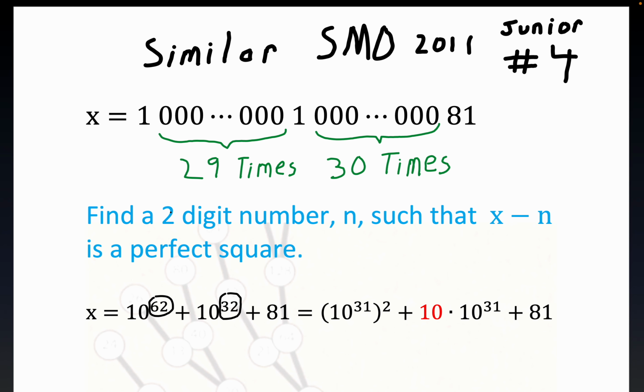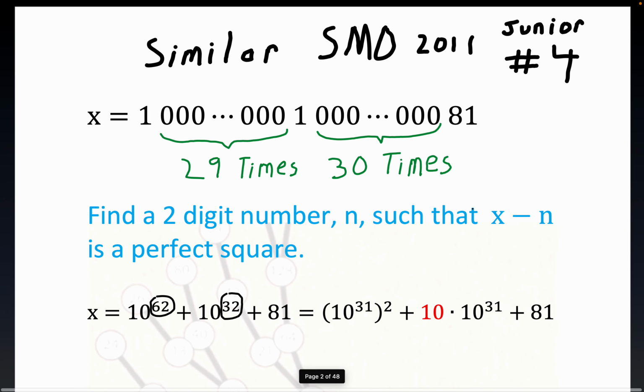Now we're looking for a 2-digit number n such that x minus n is a perfect square. Now this may seem a little contrived. I got this from an SMO problem, and it's similar. I changed everything up a little bit. It was a multiple choice question there, so I had to adapt it just a little bit to fit. But I think it's kind of a nice problem. It's a little contrived, but hey, aren't they all?